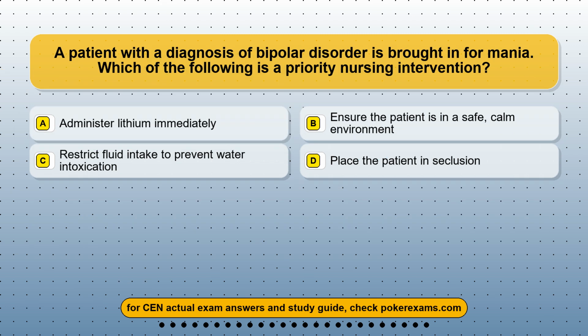Question 22. A patient with a diagnosis of bipolar disorder is brought in for mania. Which of the following is a priority nursing intervention? Option A, administer lithium immediately. Option B, ensure the patient is in a safe, calm environment. Option C, restrict fluid intake to prevent water intoxication. Option D, place the patient in seclusion.